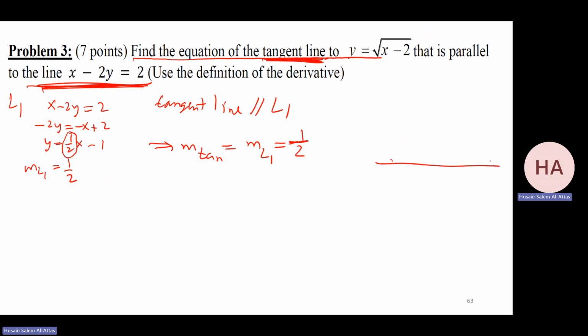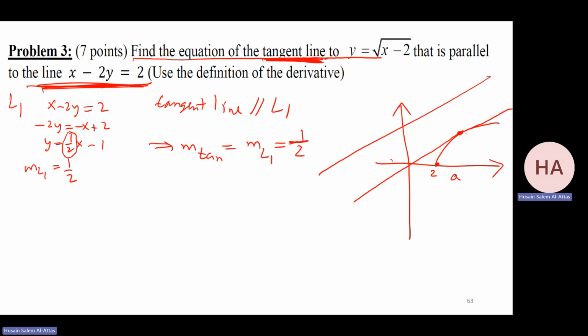Okay. Let me just make a sketch of the function to understand what's going on. This is at 2. This is the function. And I have a point there. I don't know what it is. Let's call it point A, where this tangent line touches the curve. I don't know what A is, but I know there is another line parallel to this line. Maybe it's here or there. Who cares? At x equals 0, y equals minus 1. So it's somewhere here. This is not the point.